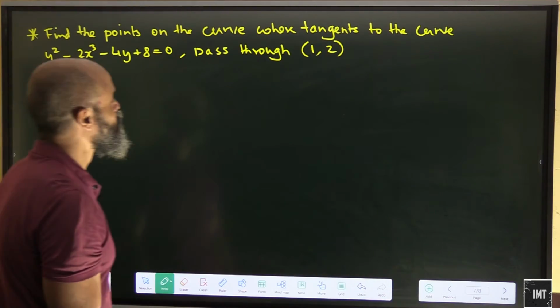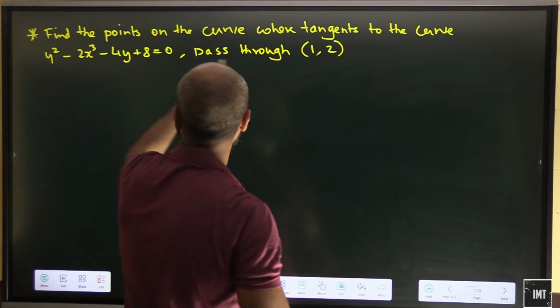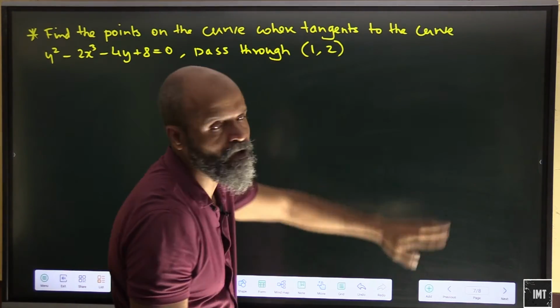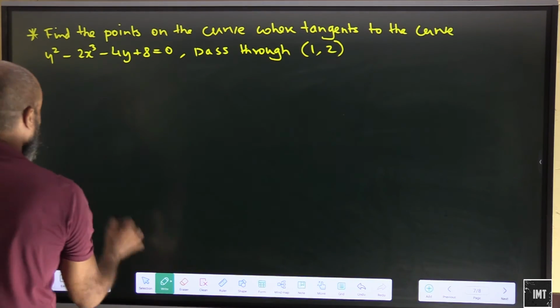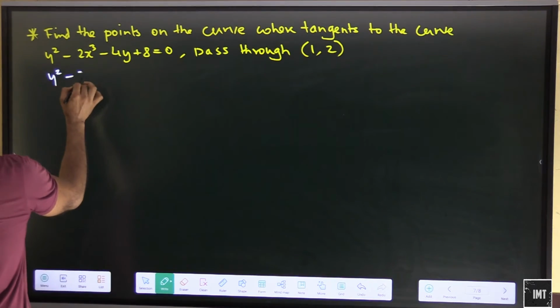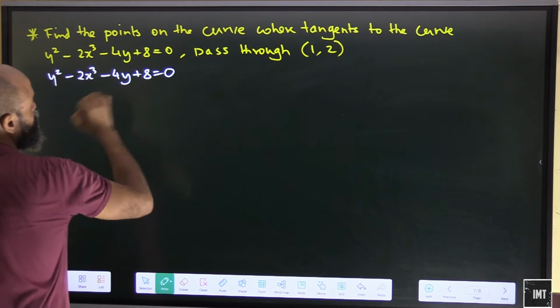Okay, let's move on to the next problem here. Find the points on the curve where the tangents to the curve pass through 1 2. Okay, now y square minus 2x cube minus 4y plus 8 is equal to 0.